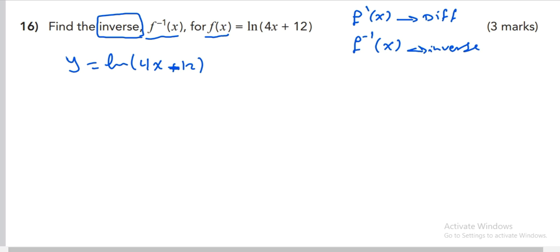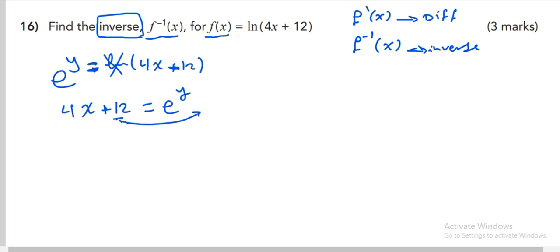Here, first step we have to get rid of ln. To get rid of ln, we'll cancel ln from this side and write e to the power in this side. We can write e power in both sides, but to reduce steps, we'll cancel ln from here and put e power here. So the expression will be 4x plus 12 equal e to the power of y. Simply it's similar to a linear equation. Move plus or minus, then multiply or divide.